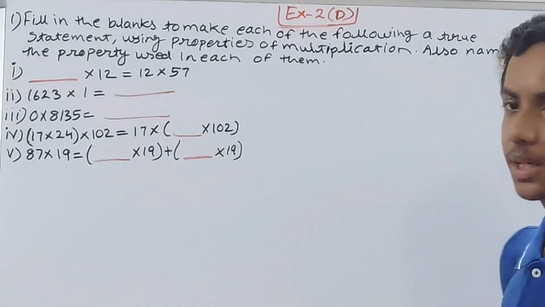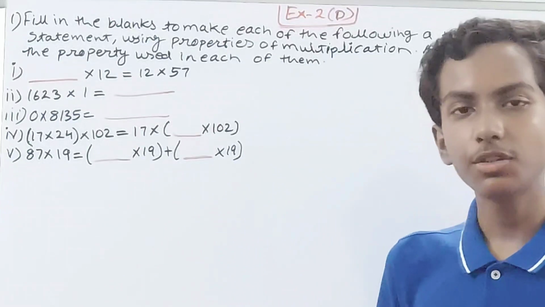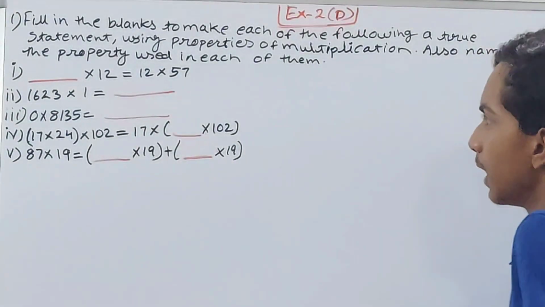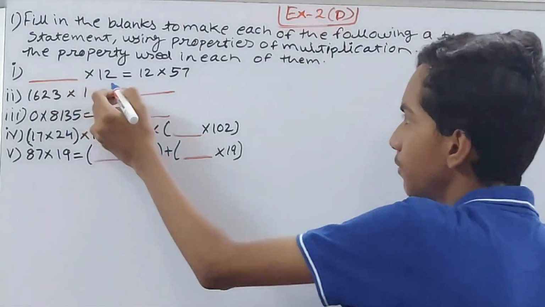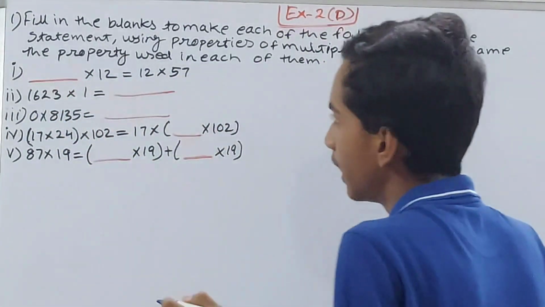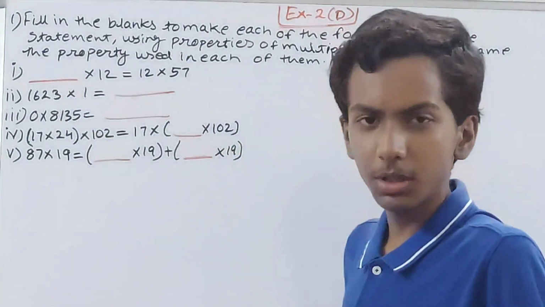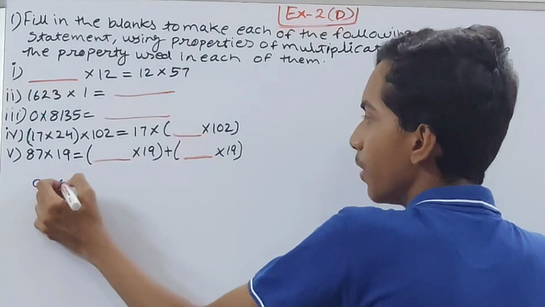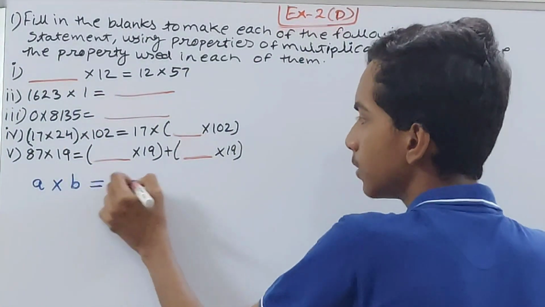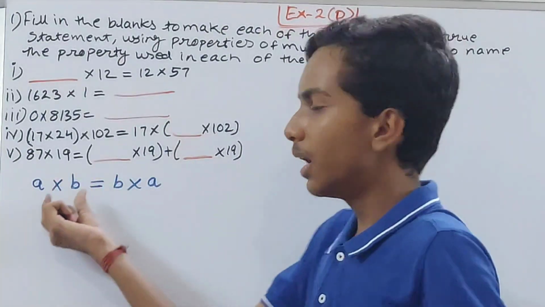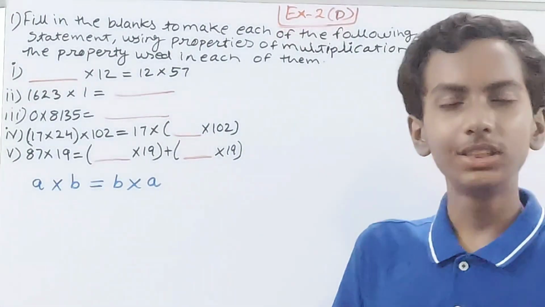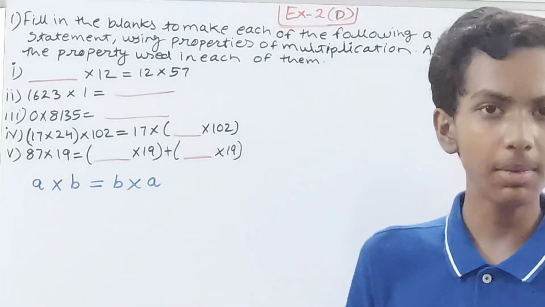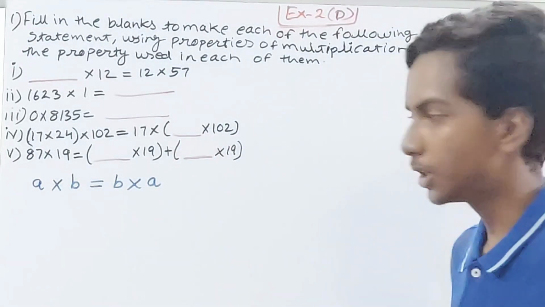Now properties of multiplication are the same as the properties of addition, but a few more are there which I will tell you further on. See, first part, you have dash into 12 is equal to 12 into 57. So here you are going to use the same property which we have learned. This is called the commutative property, and we all know that commutative property means A into B is also equal to B into A. When you multiply two numbers, you can change their order. Just like in addition, when you added two numbers, you could change their order. Here in multiplication, you can do the same and the answer will still be the same. No change on the answer.